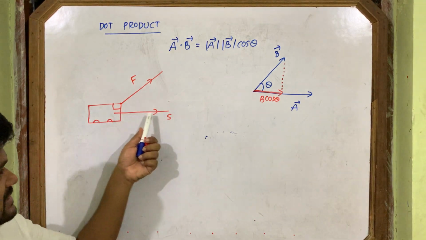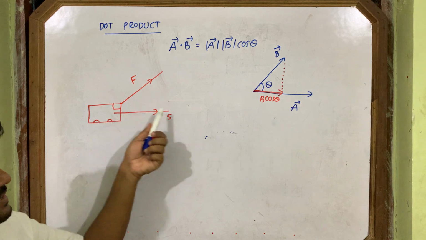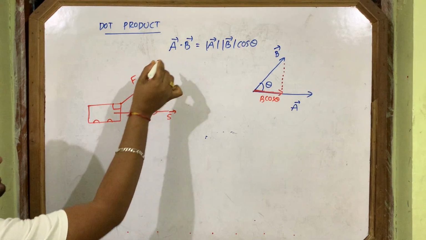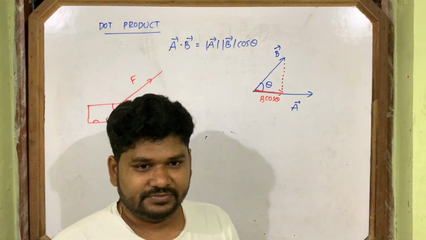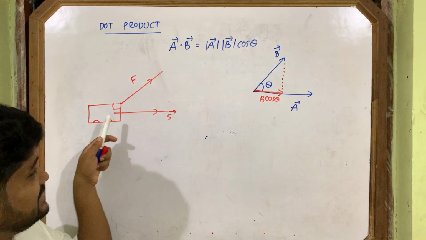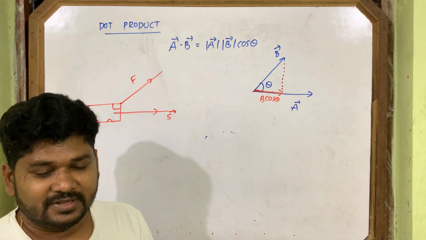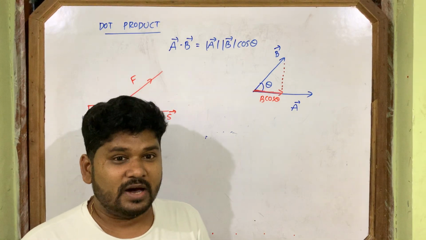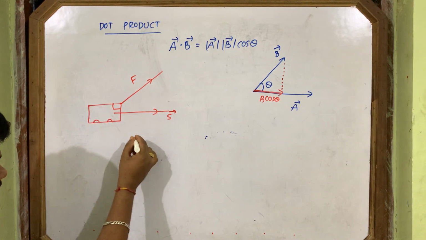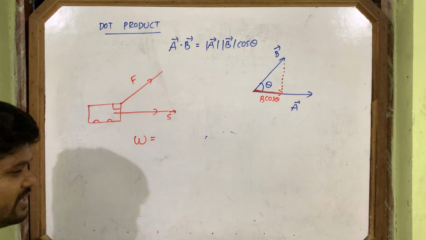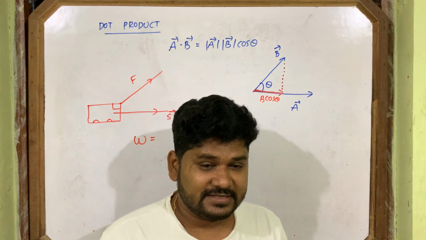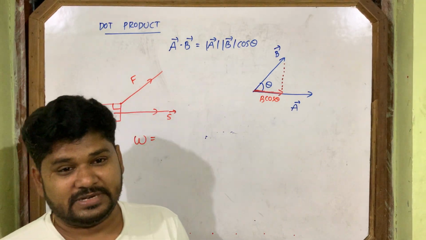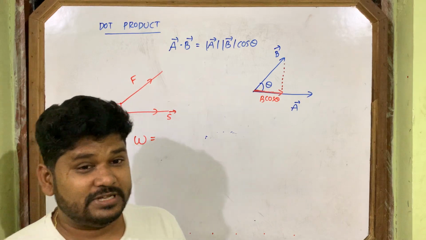The bus is going in this line. This is called the displacement vector. But you apply the force in that direction. Then how much work are you doing here? Work done, you know from lower classes a little formula: force into displacement.